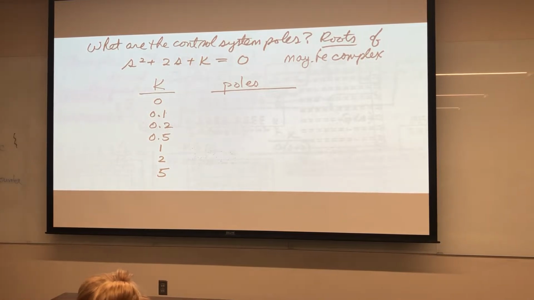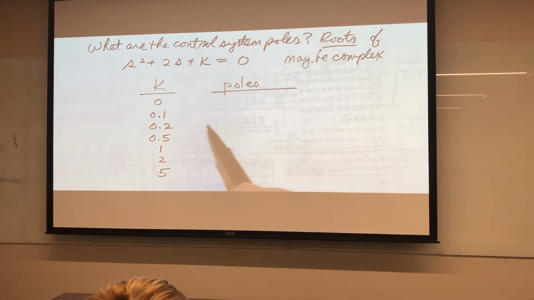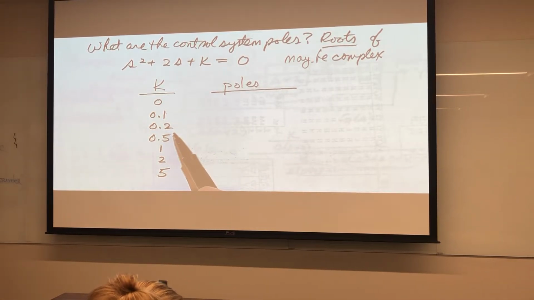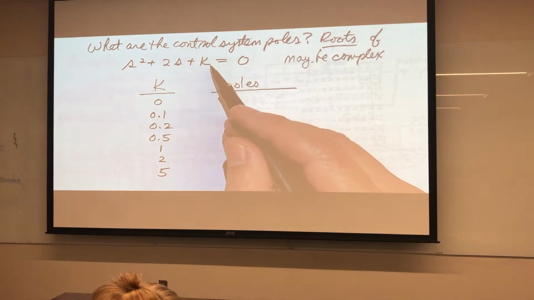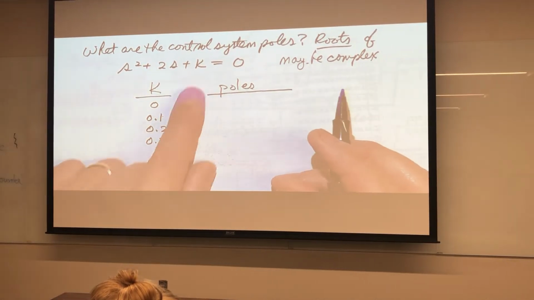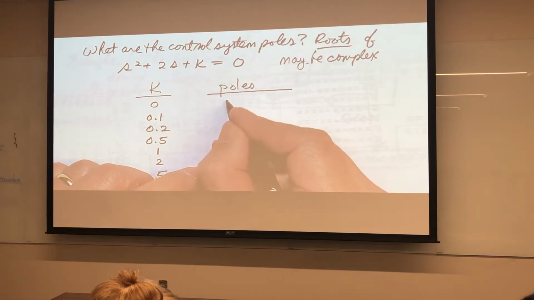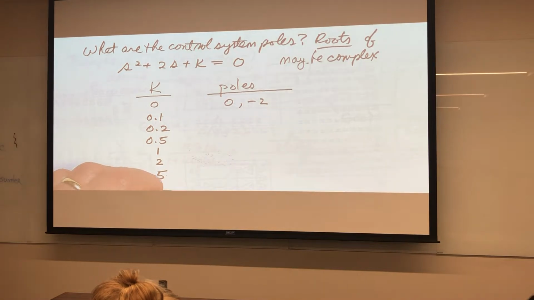So if you're in the first row, I'd like you to substitute 0.1 into here and find me the poles. Second row, please find me the poles when k is equal to 0.2. Third row, find me the poles when the k is at 0.5. Fourth row, we'll do 1, and then we'll do 2. And the last row, find me the roots when k is equal to 5. And I'll substitute 0 in here because I can do that one in my head. So the poles are 0 and minus 2.